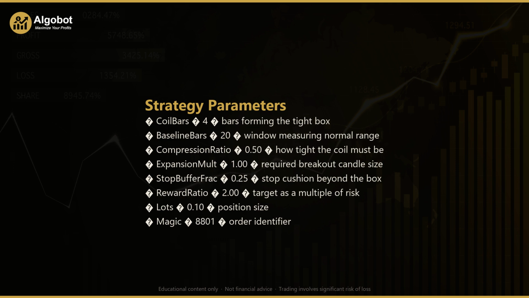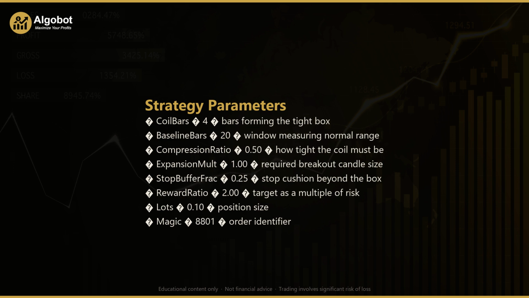Expansion multiple defaults to 1.0. This controls how large the breakout candle must be relative to the box. Increasing it insists on a more violent, convincing thrust, which filters weak breakouts but also skips some real ones. Stop buffer fraction defaults to 0.25. This adds a cushion beyond the opposite box edge for the stop loss, as a fraction of the box height. A larger buffer gives the trade more breathing room at the cost of a wider stop.